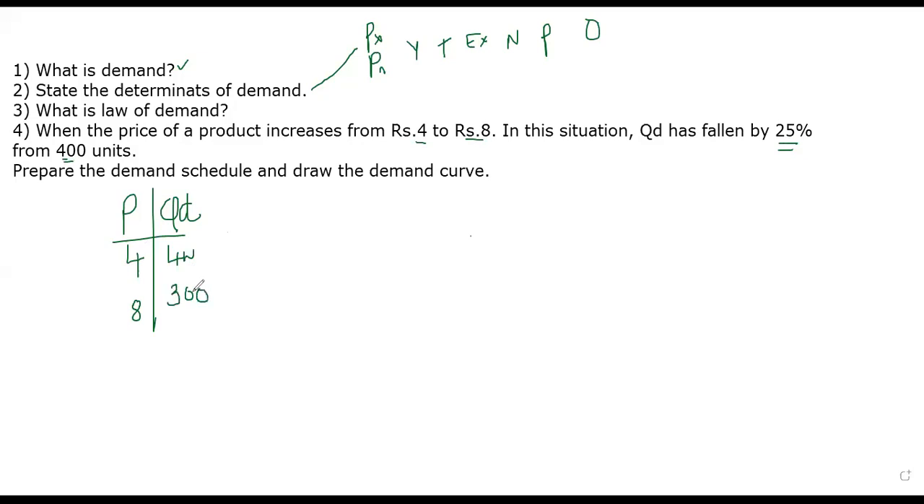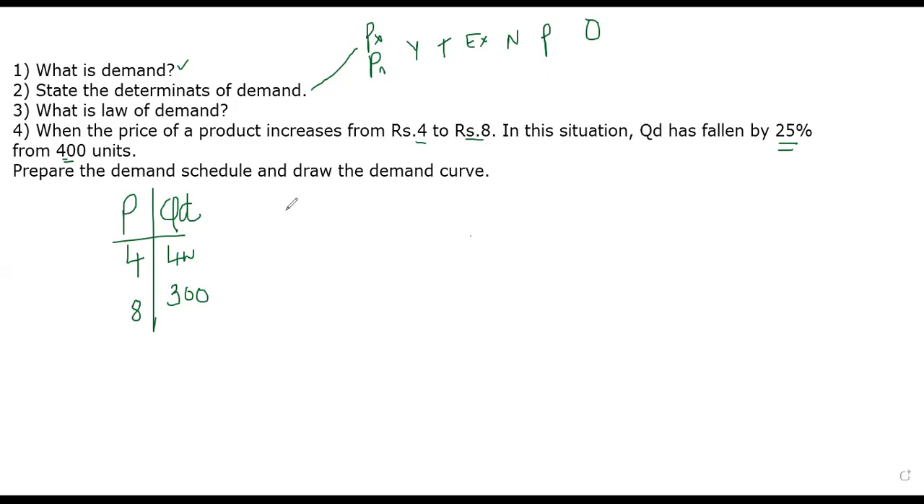Are you okay with this? Initial QD how much? 400. 400's 25% means what? 100. So 400 minus 100 is what? 300. Okay. So this is the demand schedule. Right. Now, demand curve. Are you okay with the demand schedule? Anybody having doubts here? No, sir. Right.